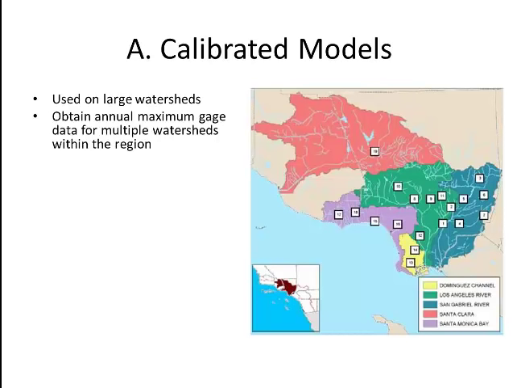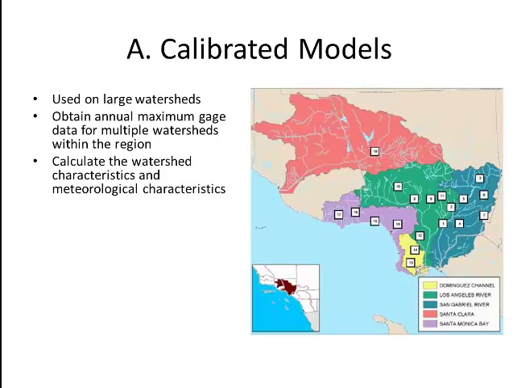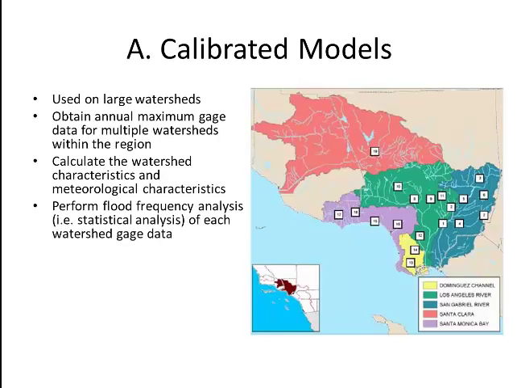For example, here is an image of LA Basin in Southern California. We can obtain gauge data for various locations within this watershed to calibrate and develop an LA model. Next, we're going to measure the various watershed characteristics and meteorological characteristics, such as watershed area, slope, length of the watershed, annual rainfall. Then we're going to perform flood frequency analysis on each of the watershed gauges.